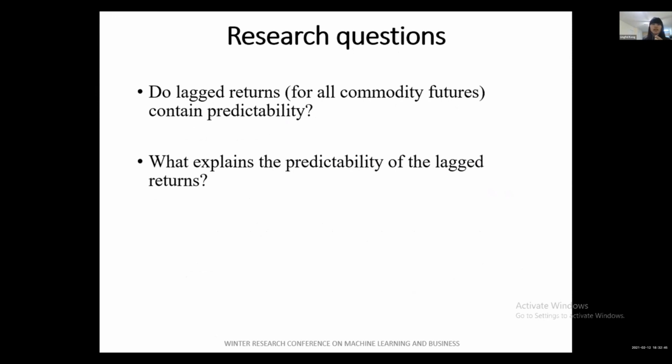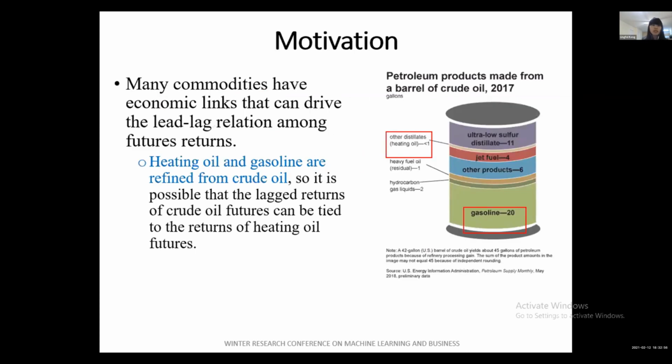So this paper mainly studies two questions. One, whether lagged returns contain predictability. Two, what explains the predictability of the lagged returns. Here's the motivation of the paper.